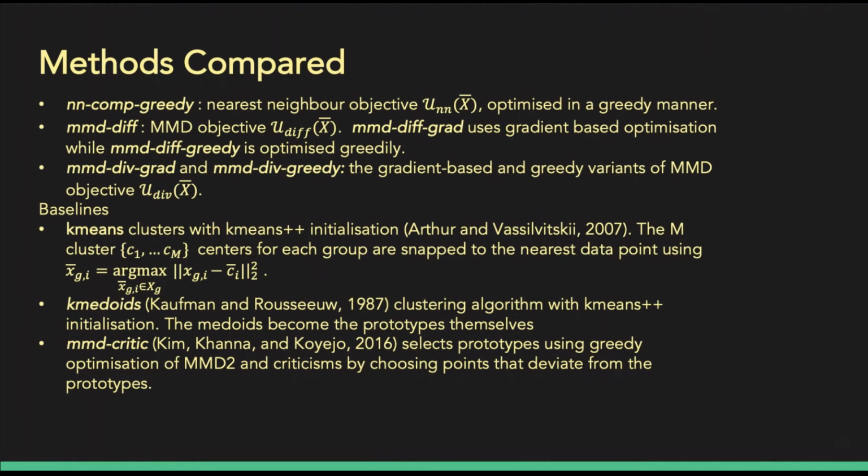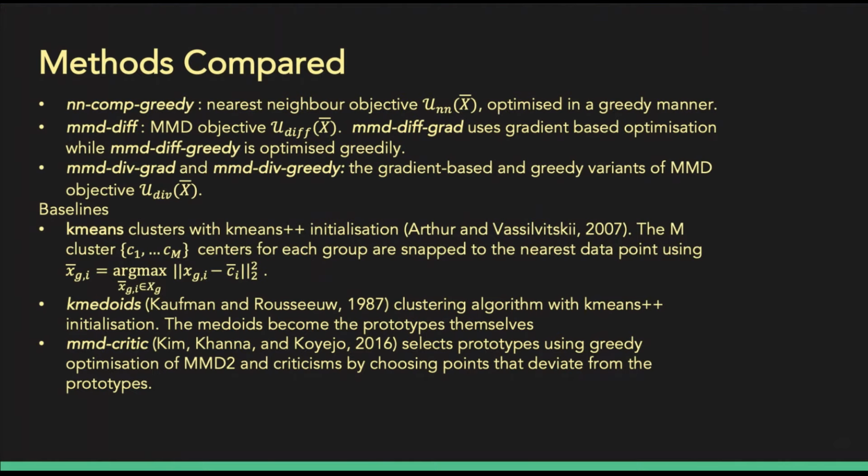The first one was nearest neighbor. They use just the greedy optimization for nearest neighbor, and the method is denoted as NN greedy. For MMD-diff and MMD-div, they do the optimization using both gradient optimization and set greedy optimization, and they are called MMD-diff greedy or grad, and the same for MMD-div greedy or grad.